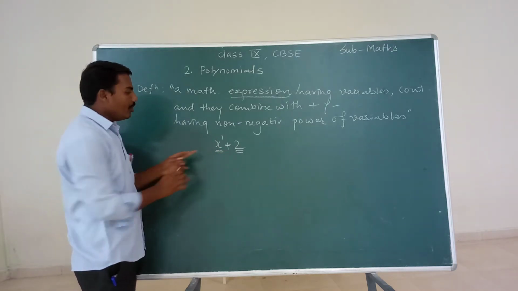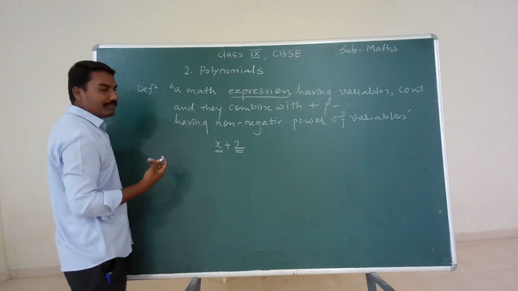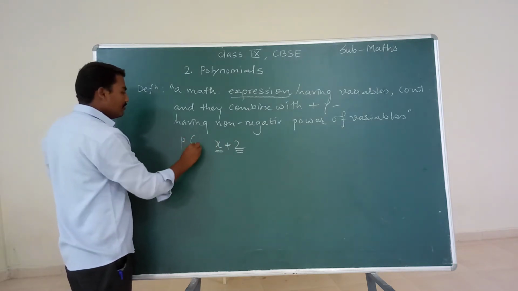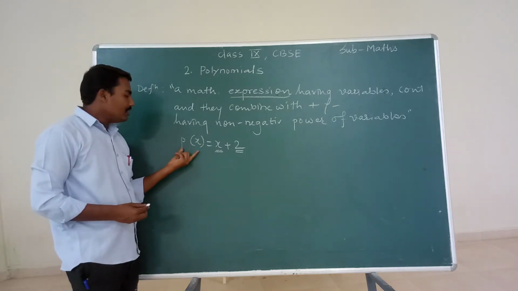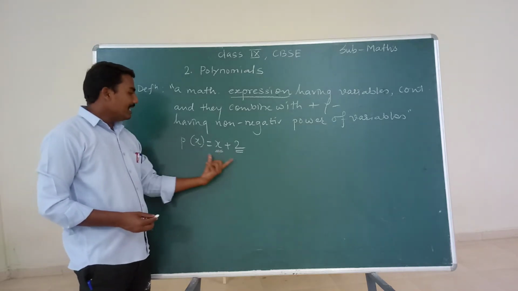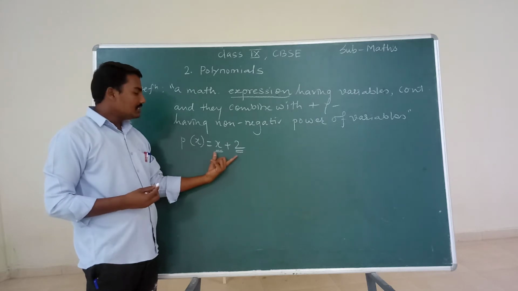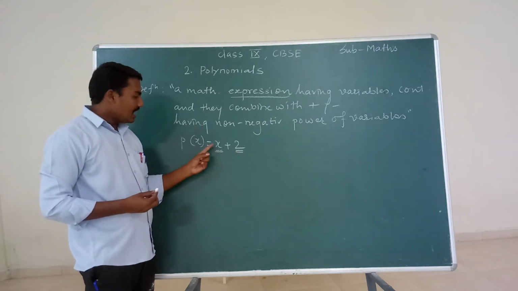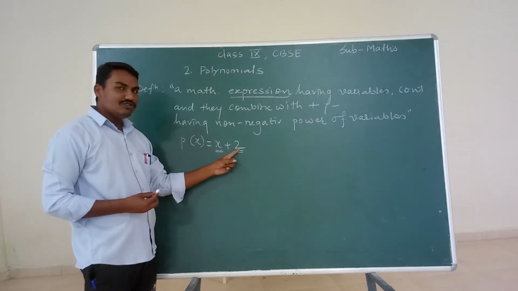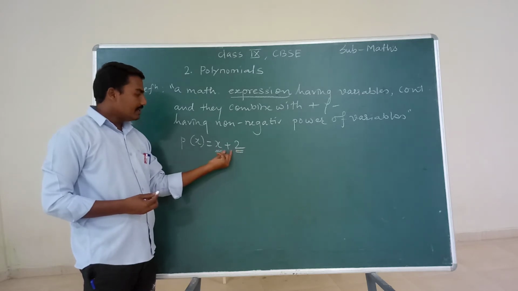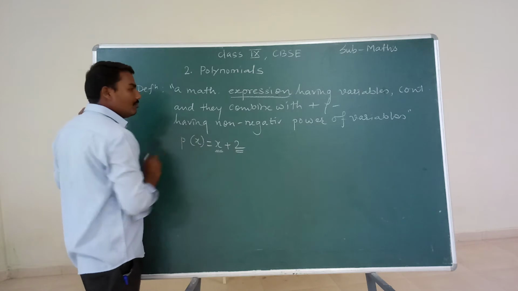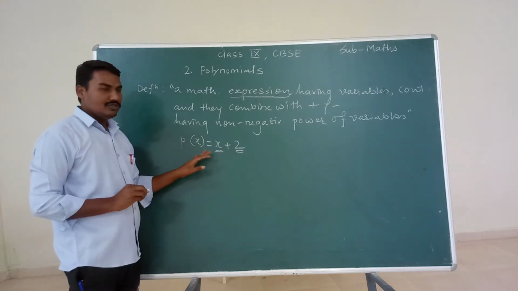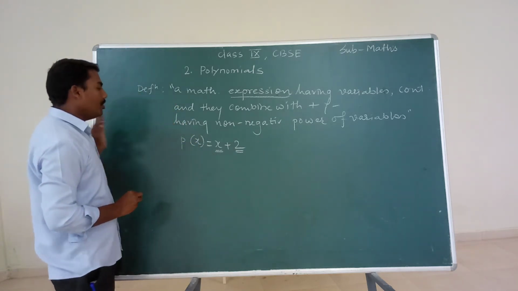So it is the polynomial, and how we have to represent the polynomial, that is p of x. So it is the polynomial. Why? Because it is a mathematical expression having variables, coefficients or constant with mathematical operation plus or minus and having non-negative integer power. So it is the simple definition of polynomial.